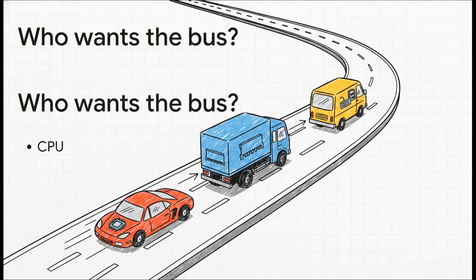So, who are the drivers on this digital highway? Well, first you've got the CPU. Think of it like a souped-up sports car. It needs to get data, and it needs it fast. Then there's the memory, which is kind of like a huge transport truck, just carrying massive amounts of information. And finally, you have your I/O devices. Your keyboard, your mouse, your hard drive. They're all like little delivery vans, and they all need to share the exact same road.